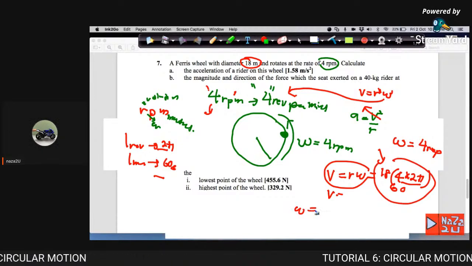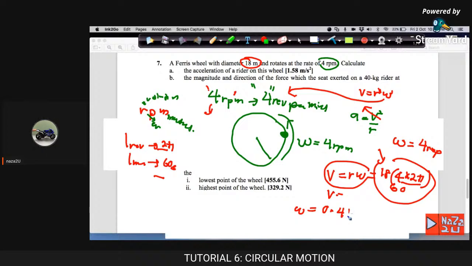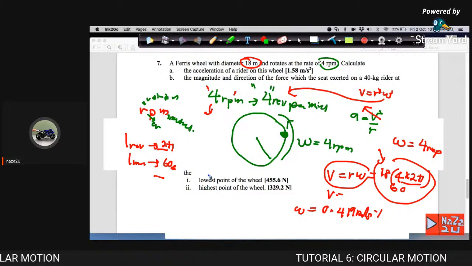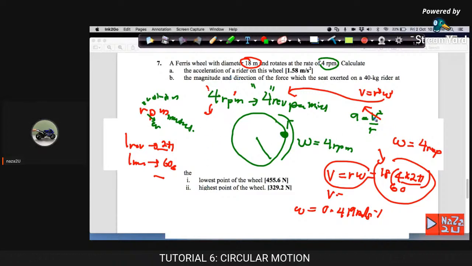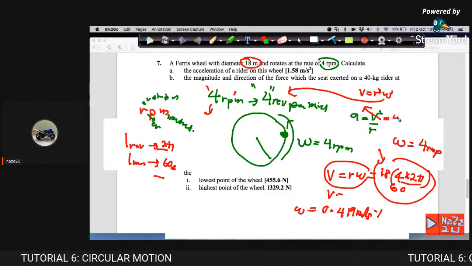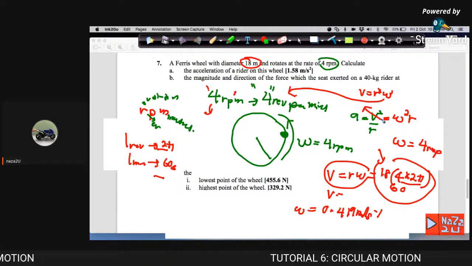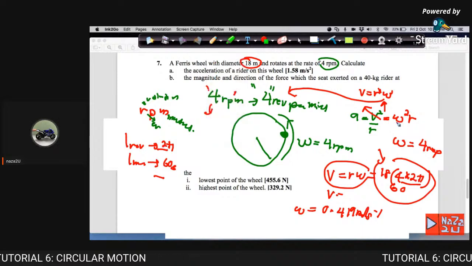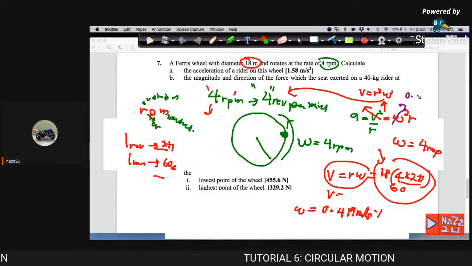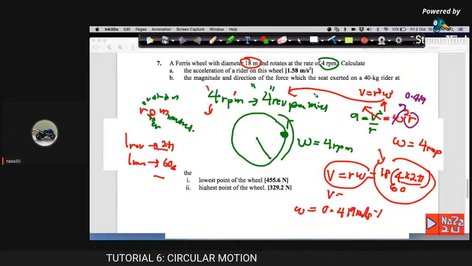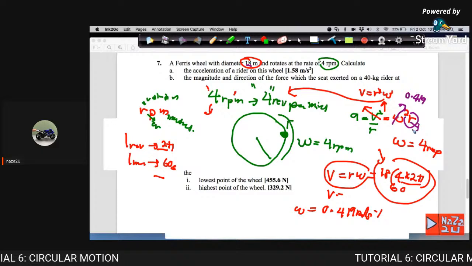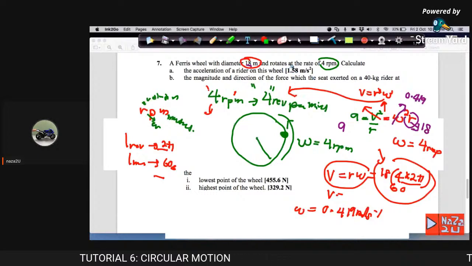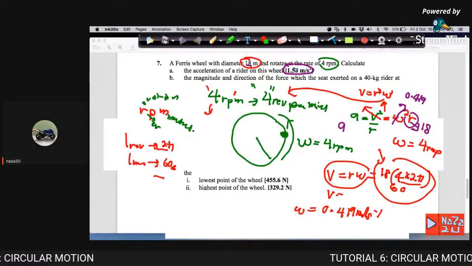So the omega here is equal to 0.419 radian per second. So to calculate the acceleration here, first you can use this equation, or acceleration can also use omega square R. Okay, because V is equal to R omega. So now, if you use the equation, omega is equal to 0.419, and the radius here is 18. So you can find the value of the acceleration. Okay, I think this is the correct answer, 1.5 meter per second squared.